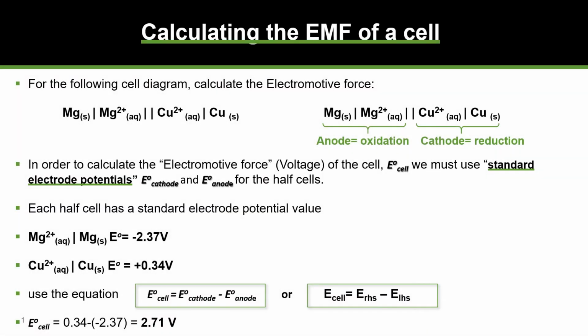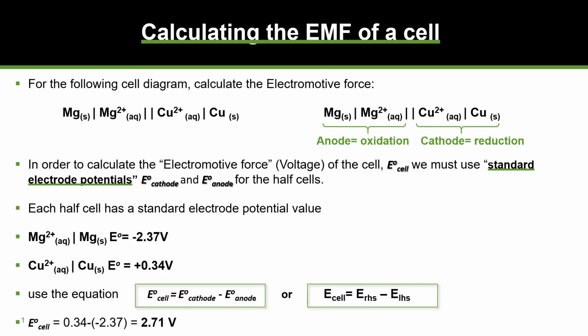In order to calculate the electromotive force of a cell, we must use the standard electrode potentials of each of the half cells. We know that the half cell on the left of the double parallel line will represent the oxidation, and the half cell on the right of the double parallel line will represent the reduction. Knowing each of the half cell electrode potential values, we can calculate the electromotive force by subtracting the electrode potential of the cell in the cathode minus the electrode potential of the same in the anode.